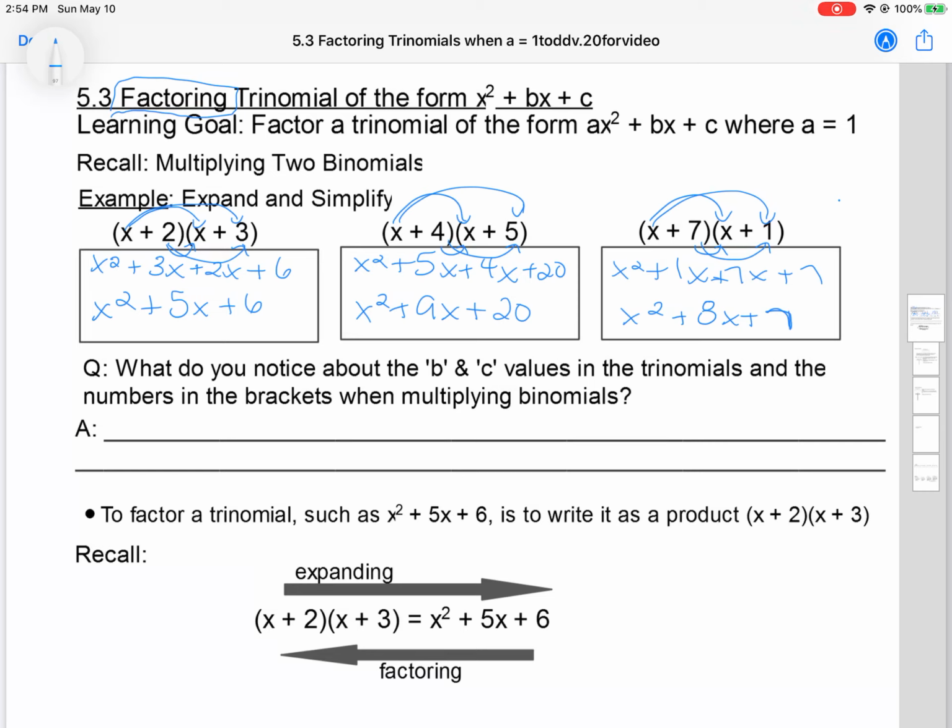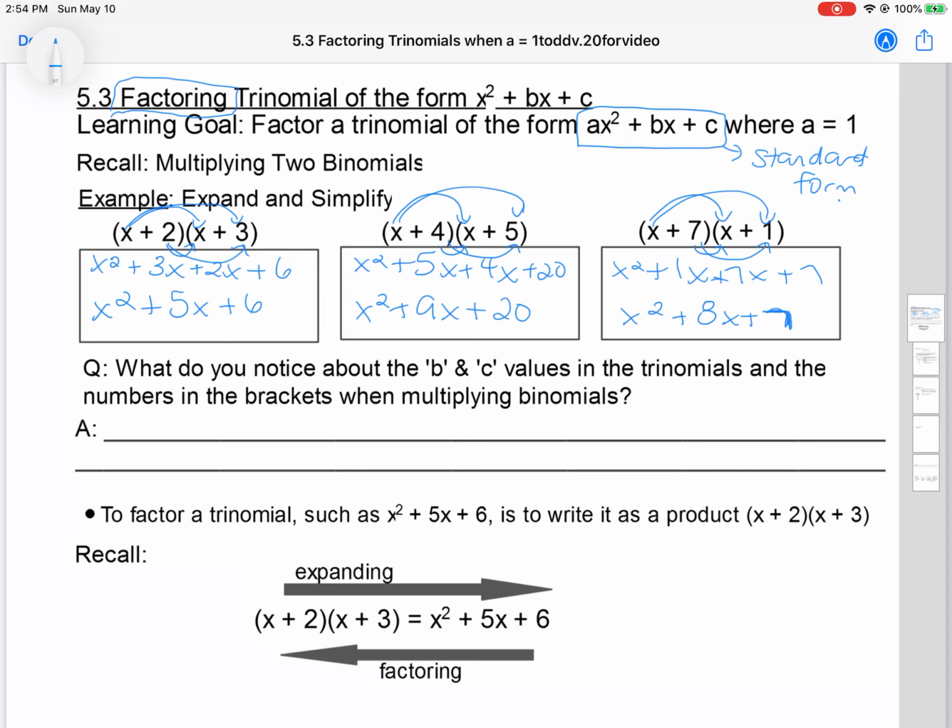Okay, so the question here says, what do you notice about the B and C values? So we did talk about this in the FOIL lesson, 5.2. Why do we do first, outside, inside, last? Does it really matter? And remember, this is going to be important later. So we called this standard form. Okay, so standard form, you have the x squared term goes first and the b term goes second and the c term goes last.